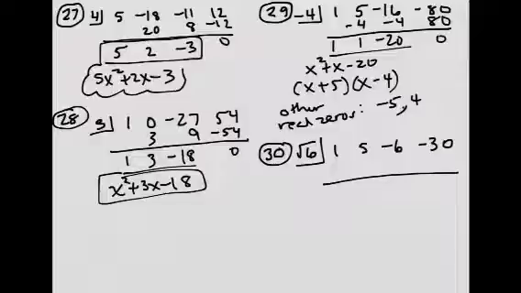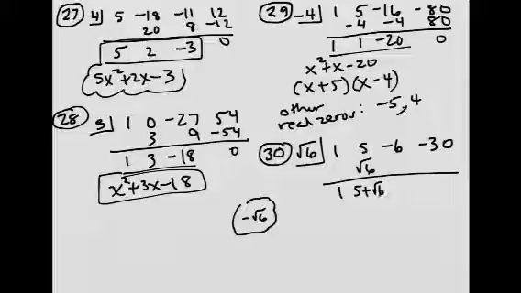Okay, so for 30 they tell you that radical 6 is a root. Now remember, if radical 6 is a root, negative radical 6 has to be a root. So keep that in mind, that we know that that's another 0. And it's going to come out right here in the synthetic division. Watch. We bring down the 1. 1 times radical 6 is radical 6. We add, we get 5 plus radical 6. So that's like one number right there in that column.